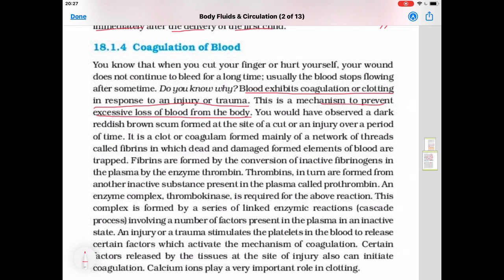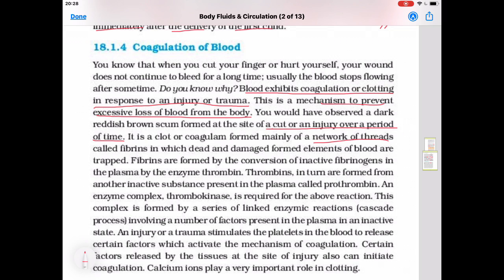You would also observe a dark reddish brown scum formed at the site of a cut or an injury over a period of time. Brown scum means a brown colored layer forms over the skin, that is brown colored scum. It is a clot or coagulum formed mainly of a network of threads called fibrins in which dead and damaged formed elements of blood are trapped.